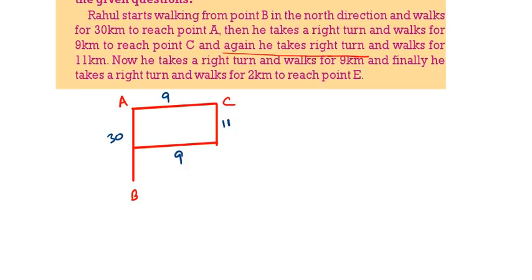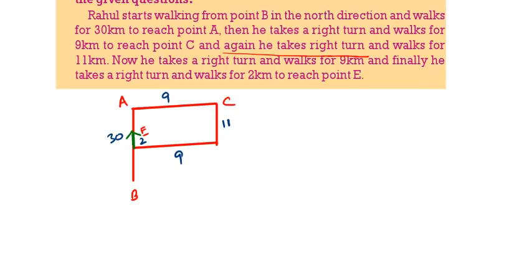Now a right turn from here means moving to the north. Again moving to the north, he walks 2 kilometers to reach point E. This is point E. Now this is the total distance.